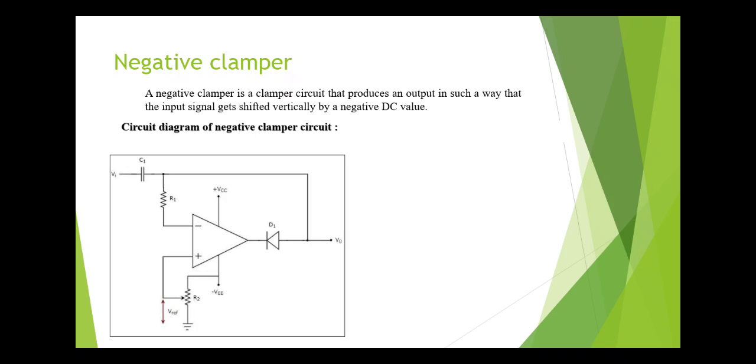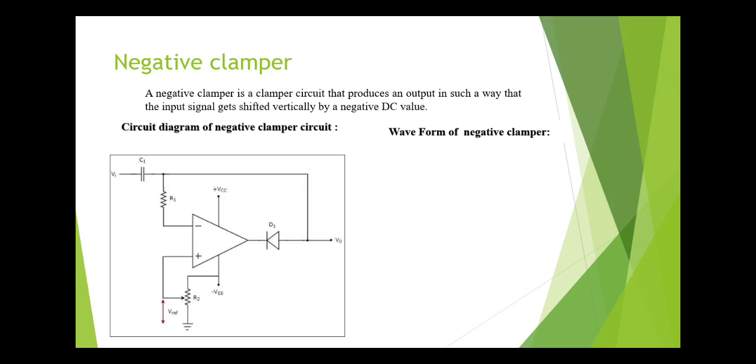This circuit produces an output which is a combination of sinusoidal voltage signal Vi and a reference voltage Vreference. That means the clamper circuit produces an output in such a way that the sinusoidal voltage signal Vi gets shifted vertically downward by the value of reference voltage Vreference.